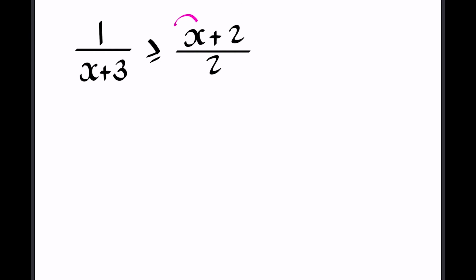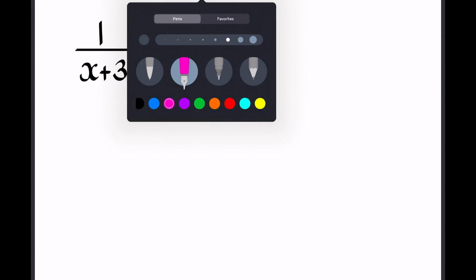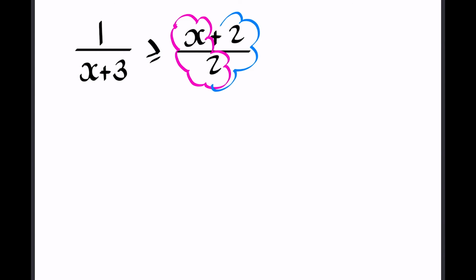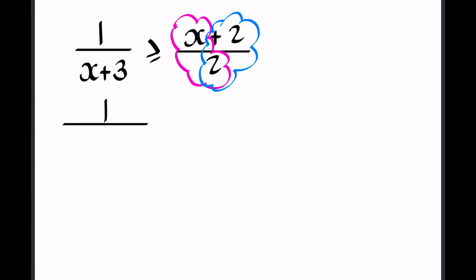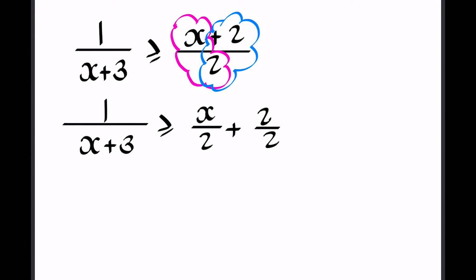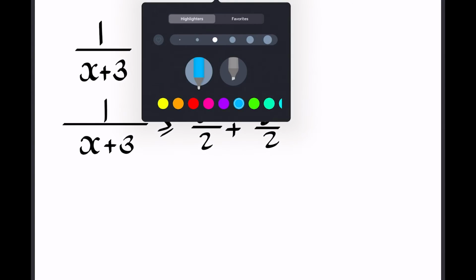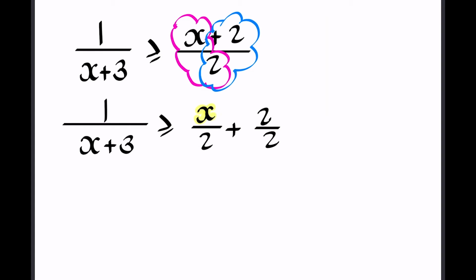Because if I look at this x plus 2 over 2, that could be x over 2 as a fraction, and the 2 over 2 could also be a fraction. So I could rewrite this as 1 over x plus 3 is greater than or equal to x over 2 plus 2 over 2. Now 1 over x plus 3, like I said, is missing the minus 1, but the x over 2, now I've created the linear equation, the x over 2.